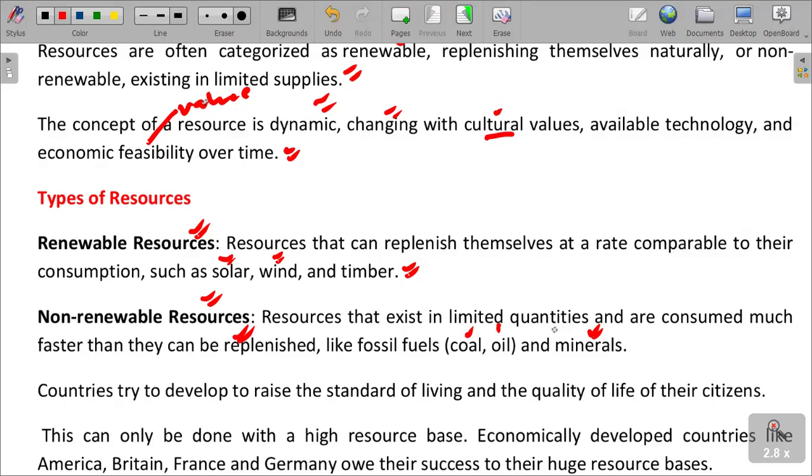So the mineral resources are examples of non-renewable resources, which we say can finish. When they are mined, when they are excavated, when they are consumed, over time they get finished. So we define them as non-renewable resources.